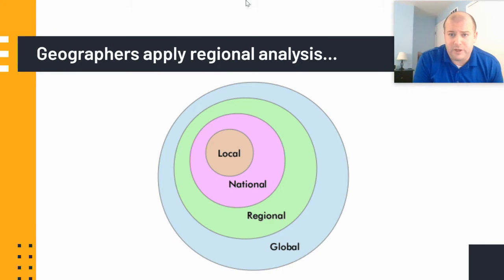Geographers apply a regional analysis at all scales of inquiry and all scales of analysis. And by regional analysis, I'm talking about region definition, studying regions to uncover spatial patterns and relationships, and comparing regions with one another.